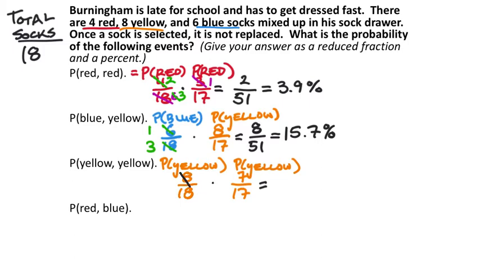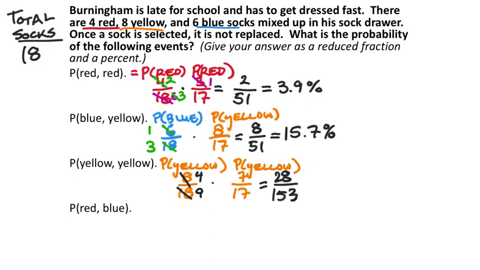I see that the 8 and 18 can be simplified by 2. That'd be 4/9 right there. I don't see any further simplification that can occur with this fraction. 4 times 7 in the numerator, that's easy enough, 28. But in the denominator, 9 times 17 would give us 153.